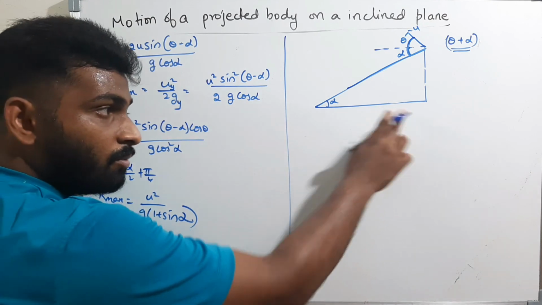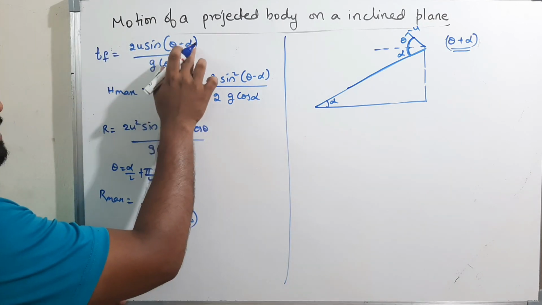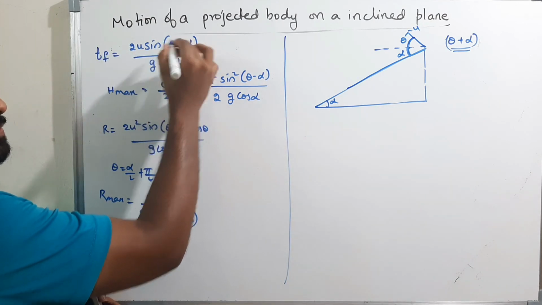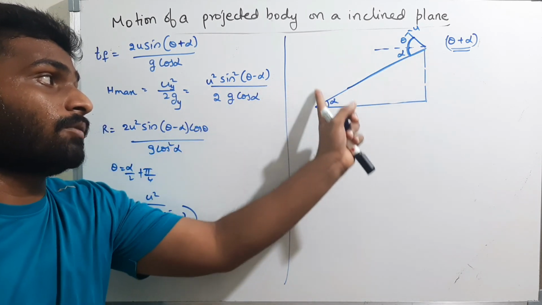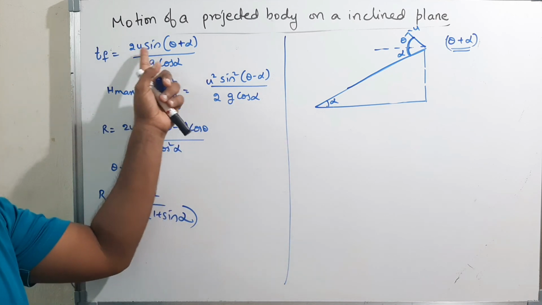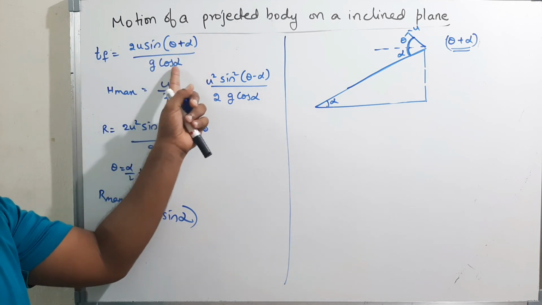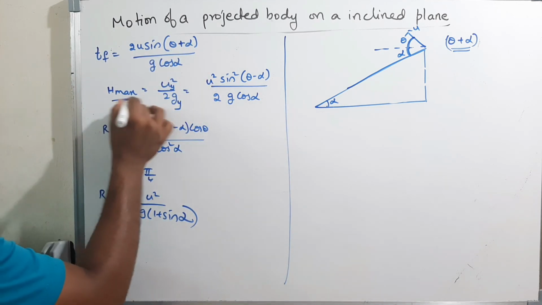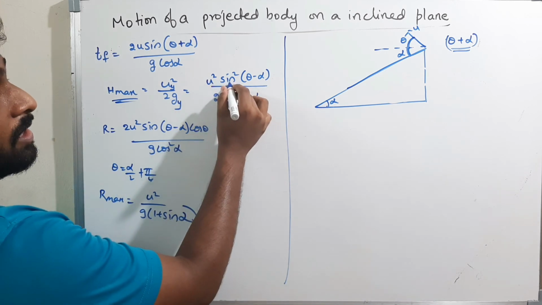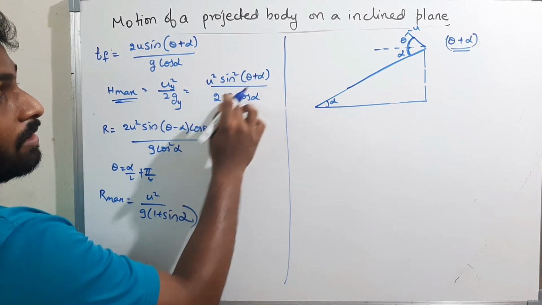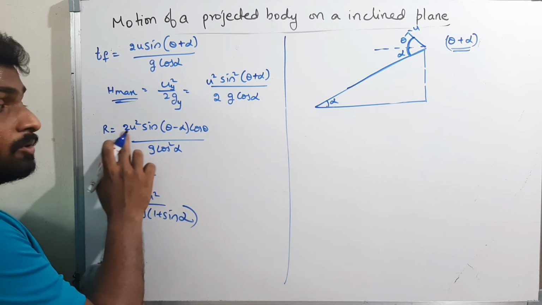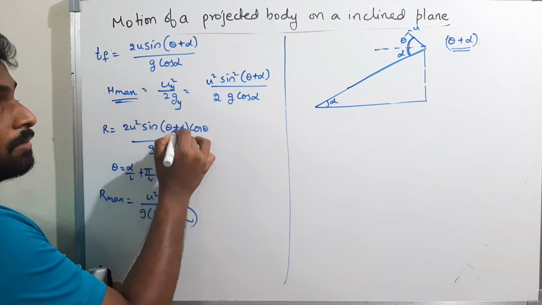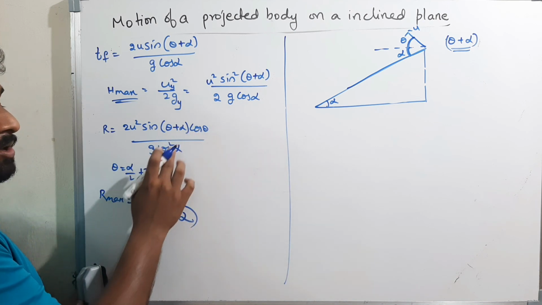Therefore the same formulas I will use here. In place of theta minus alpha I will use theta plus alpha. Therefore, the time of flight, the time taken by the body to move from here to here, is 2u sin(θ + α) / (g cos α). The maximum height is u² sin²(θ + α) / (2g cos α). The range is 2u² sin(θ + α) cos θ / (g cos² α).